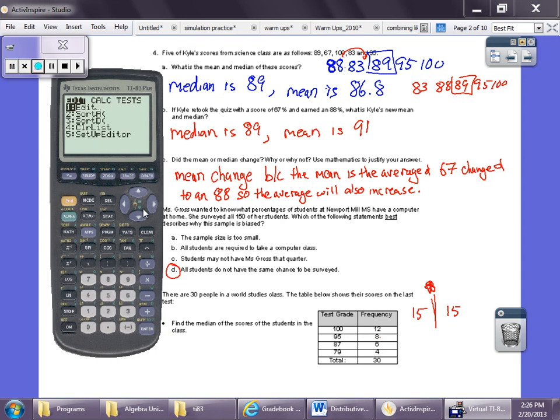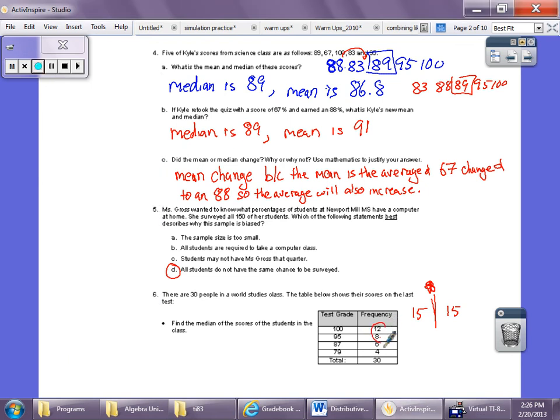So we want to do stat calc. We want number 1. We want L1, comma L2. Enter. And it'll give us our median, which is 95. So we know that we want 15 on one side, 15 on the other. So the 15th number is going to be in 95. So that is the median.